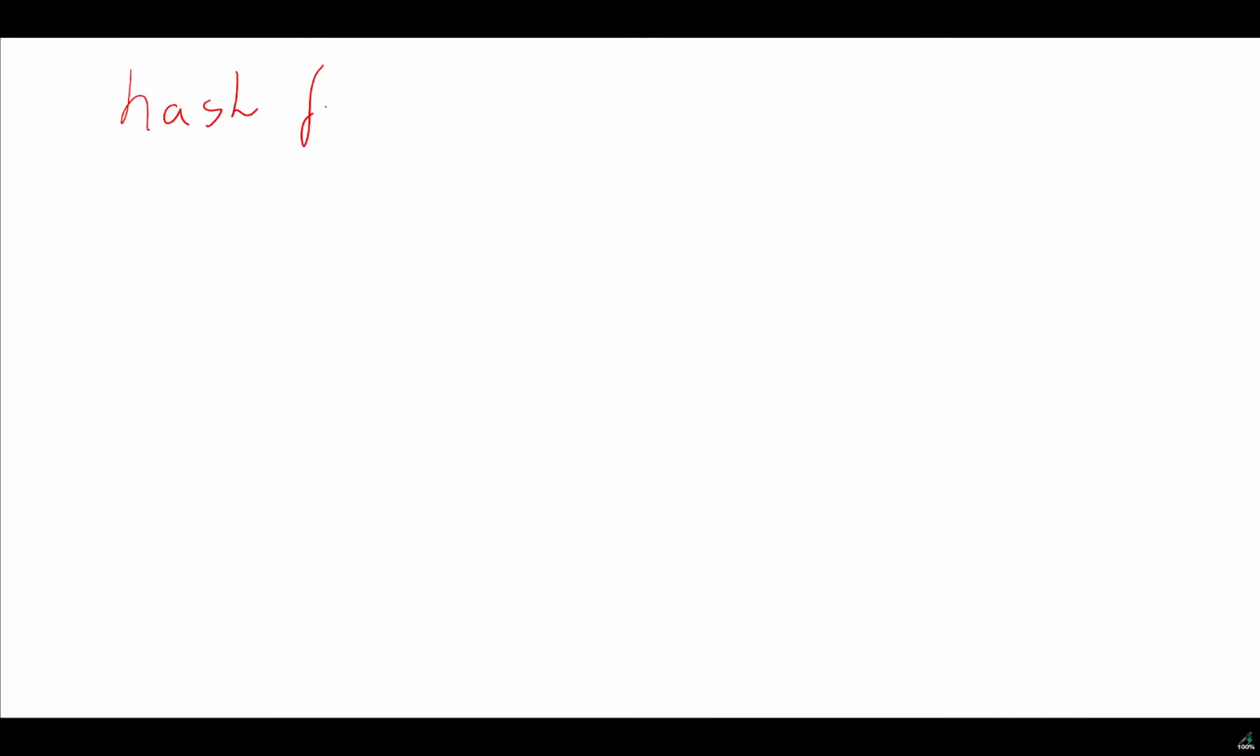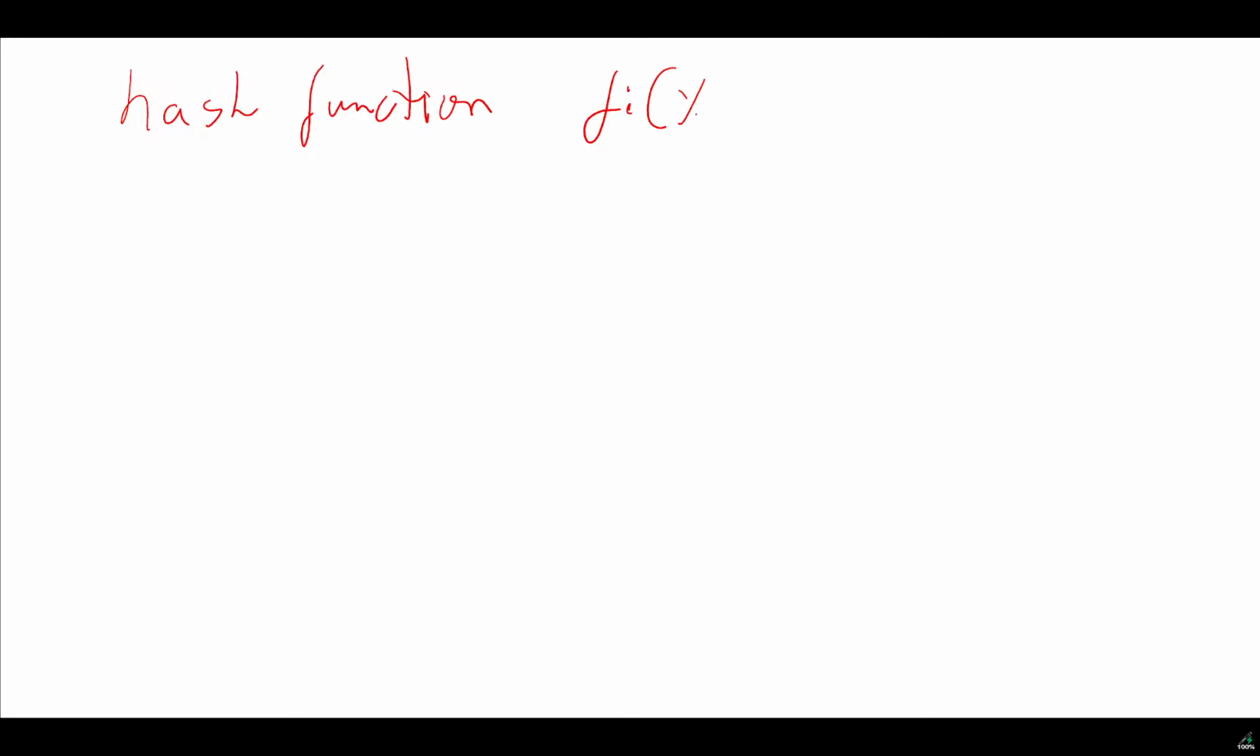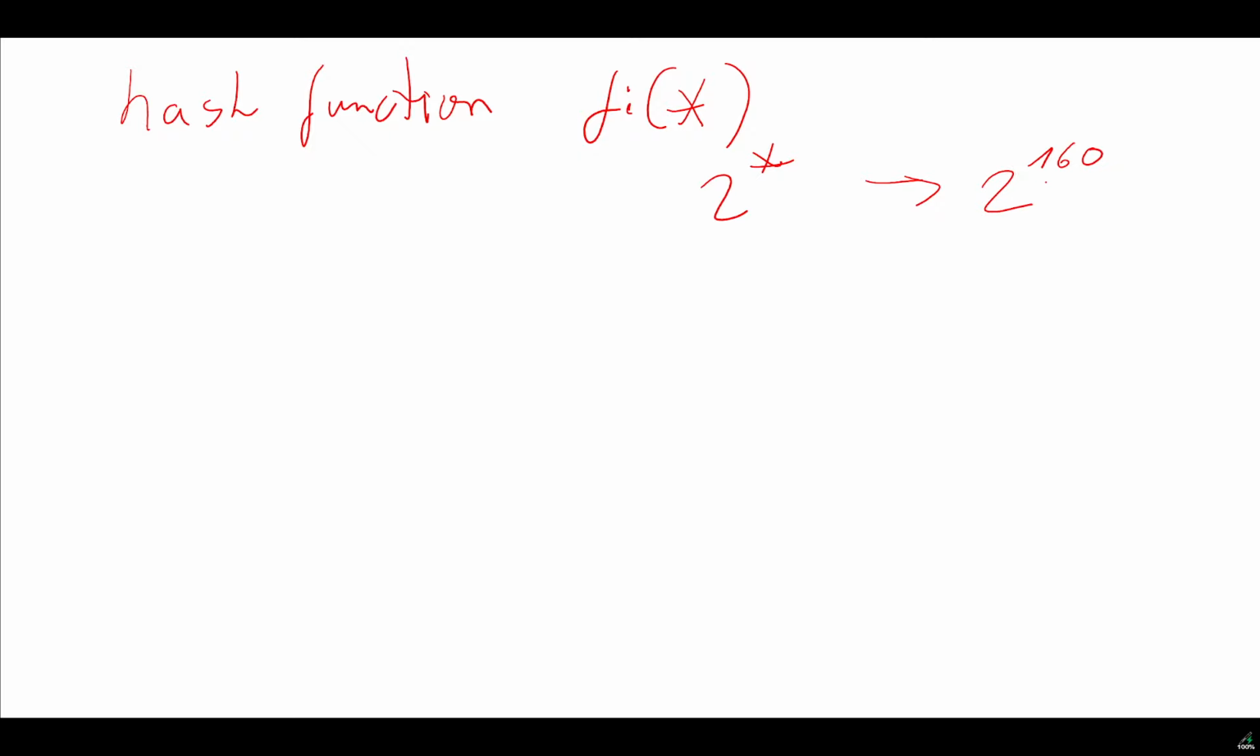Do you know hash functions? So what they do, they take a set of independent size, so let's say 2 to the power of star, and map it to a fixed size set. And this is easy to compute, but you cannot compute back. So basically, if you have a hash, you cannot reconstruct where it came from. But the nice thing is, if you have a very big document and you hash it, you always get 160 bits.